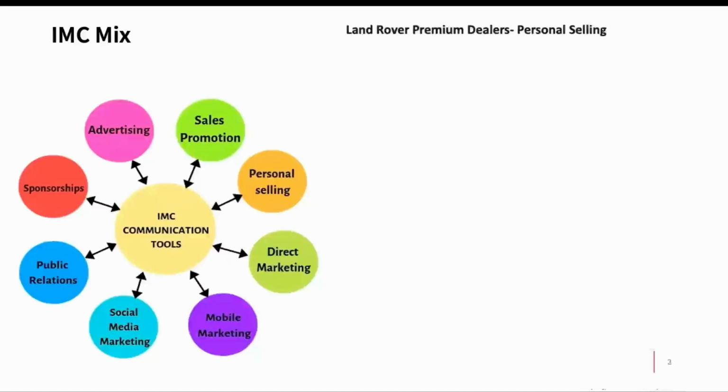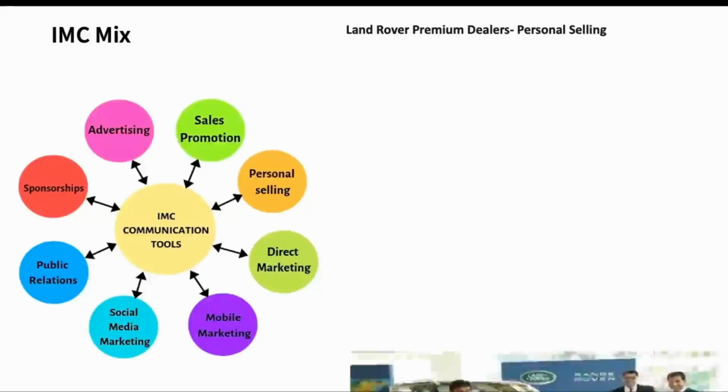Now let's talk about personal selling. Personal selling means when a person is involved in selling a certain product. Herein we are talking about the Land Rover dealers. You know that all these four-wheelers are sold through dealers because of whatever agreement and sales methodology or technique they are using. You can see that Land Rover has many premium dealers across India, who are the salespeople of Land Rover, and day in day out they are interacting with the customers.